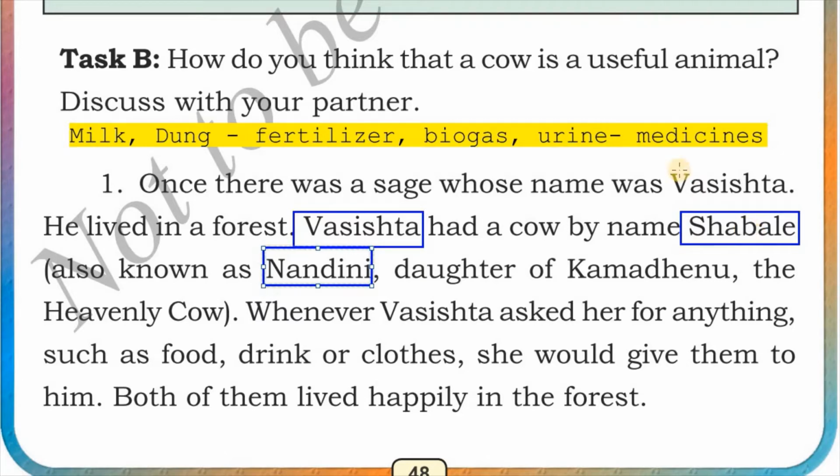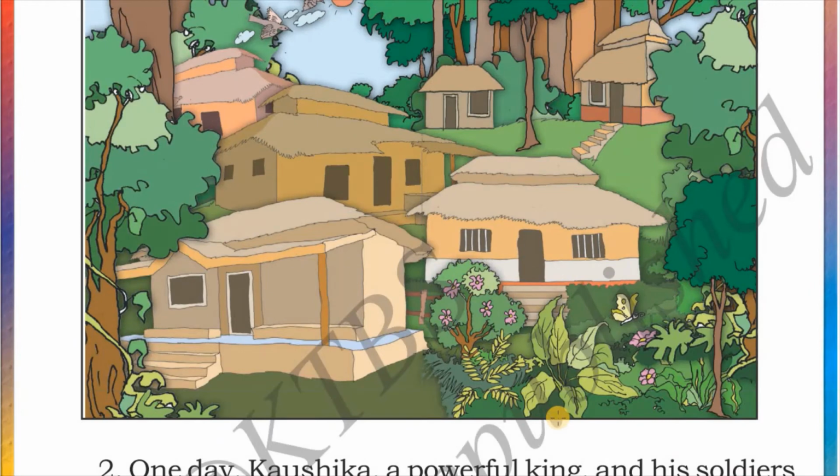So where is Shabale? Shabale is with sage Vasishta. Whenever Vasishta asked her for anything such as food, drink or clothes, she would give them to him. So whenever Vasishta needed anything like food, drink or clothes, Kamadhenu's daughter Shabale would give them to Vasishta. Both of them lived happily in the forest. So here we have the sage Vasishta's abode.